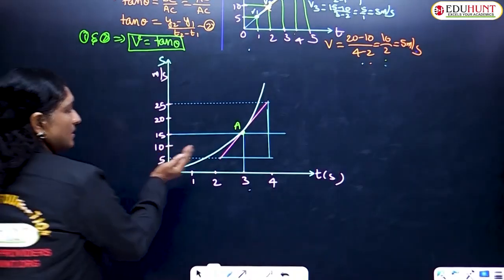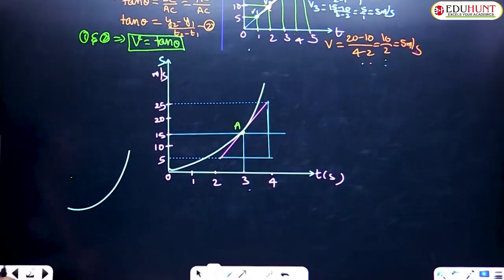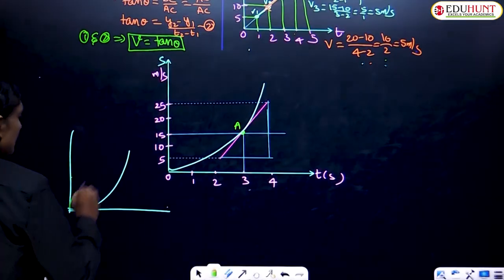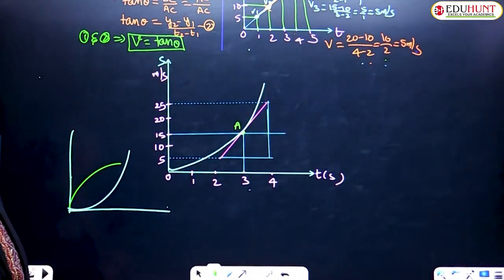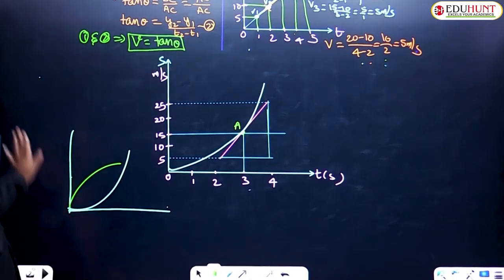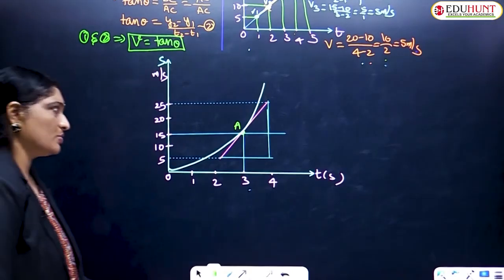So if the curve is like this, it means it is moving with acceleration, and if the same curve takes a format of something like this, then we can say that the body is moving with deceleration. Blue color indicates accelerated motion, whereas green color indicates deceleration. So here we can go with one example of an accelerated motion.